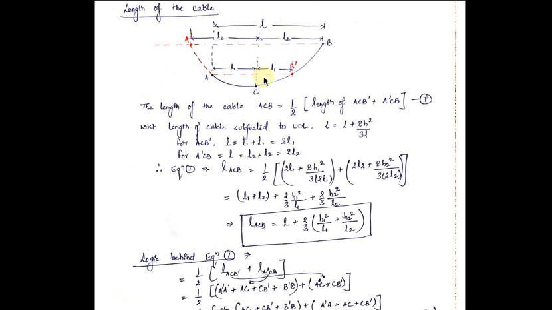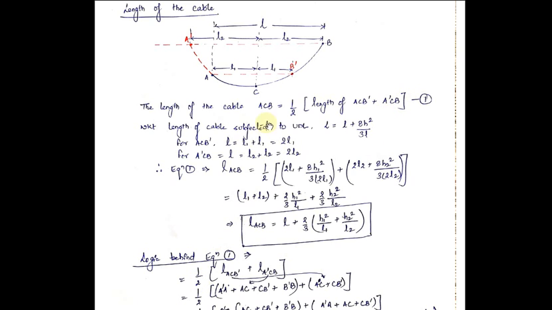Now in order to find out the length of the cable, we will be using this equation. The length of ACB is equal to half of the length of ACB dash plus A dash CB. If I add the lengths of these two cables, ACB dash plus A dash CB, and take the half of these two lengths, I will get the length of cable ACB. Now let us first see the logic behind this equation number 1.